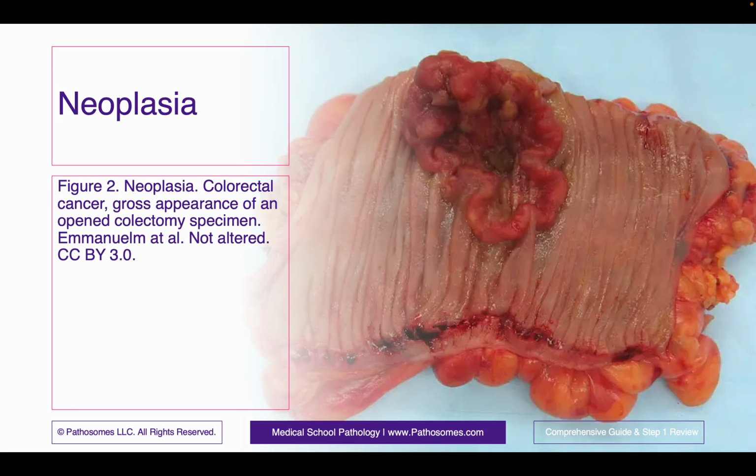Here we have an image from a gastrointestinal surgery showing a colorectal cancer that was removed. Can you point out the cancer? Look at that. You're a budding GI surgeon. Good job. Yeah. This is what it looks like.